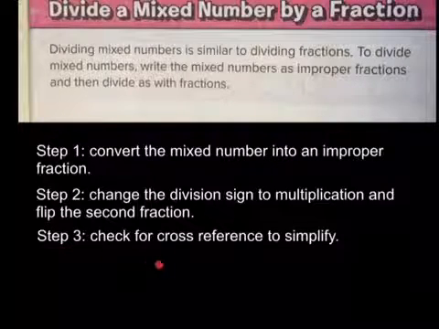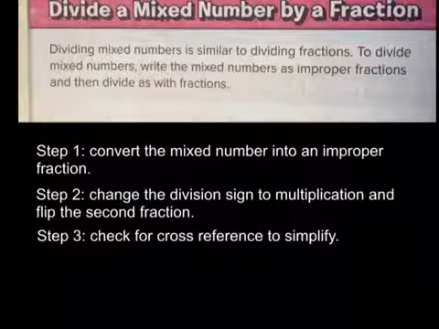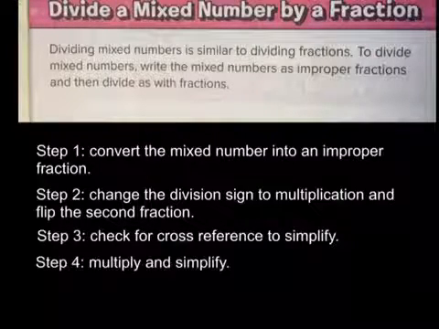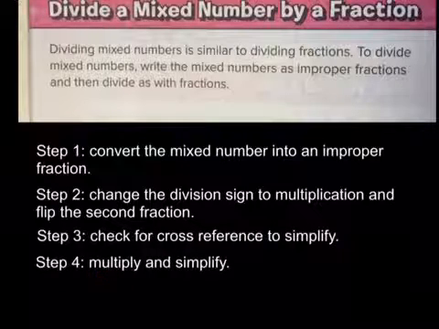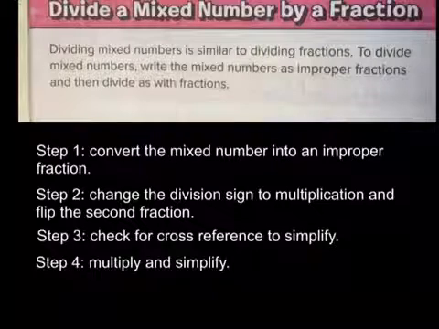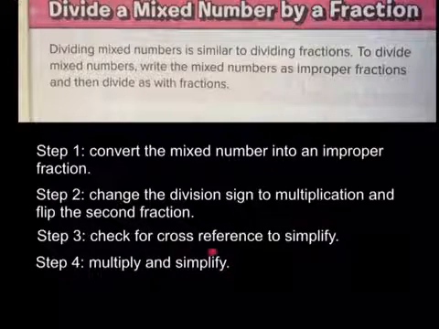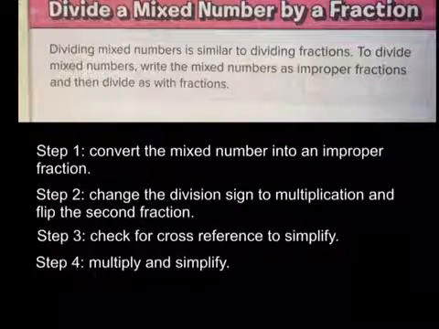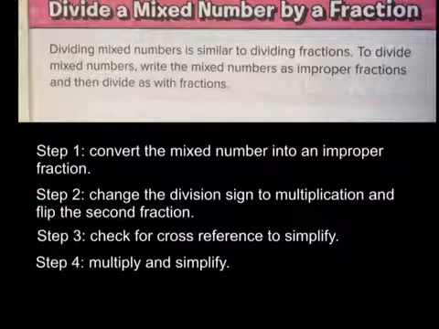Step 3, check for cross-reference to simplify. At this point you're multiplying two improper fractions, right? And you want to cross-reference so that you simplify. And step 4 is multiply straight through and simplify. What I mean by simplify is don't leave it as an improper fraction. Make sure you change it to a mixed number so it's easier to read. And if you didn't cross-reference here, make sure that you are simplifying it and giving me a mixed number in the simplest form. So those are the steps to follow.